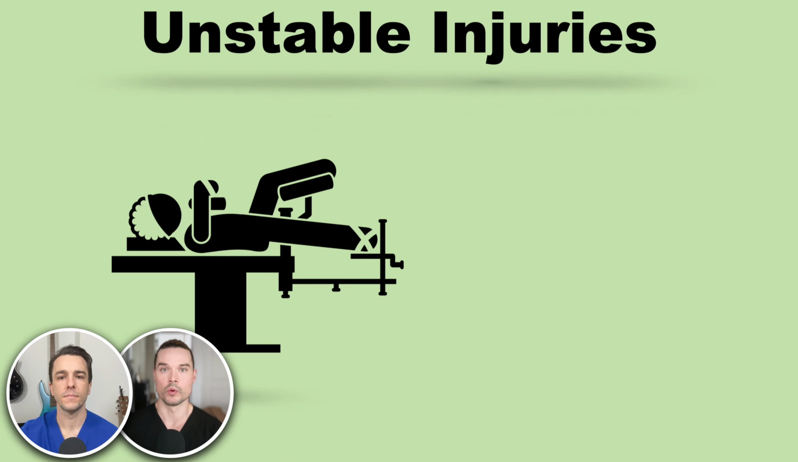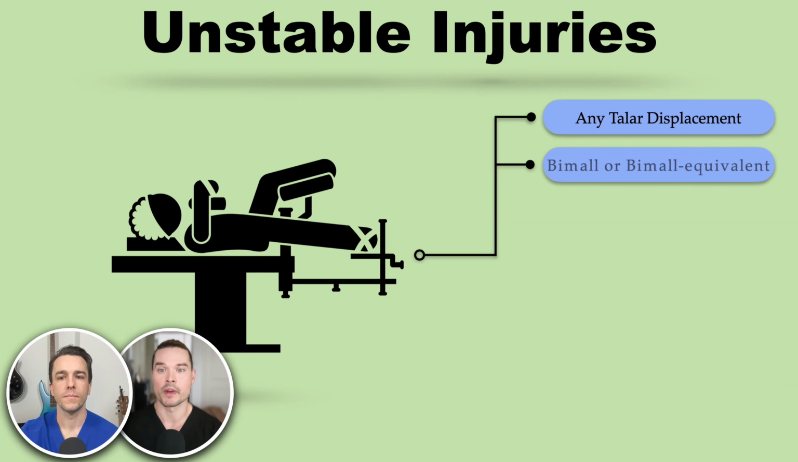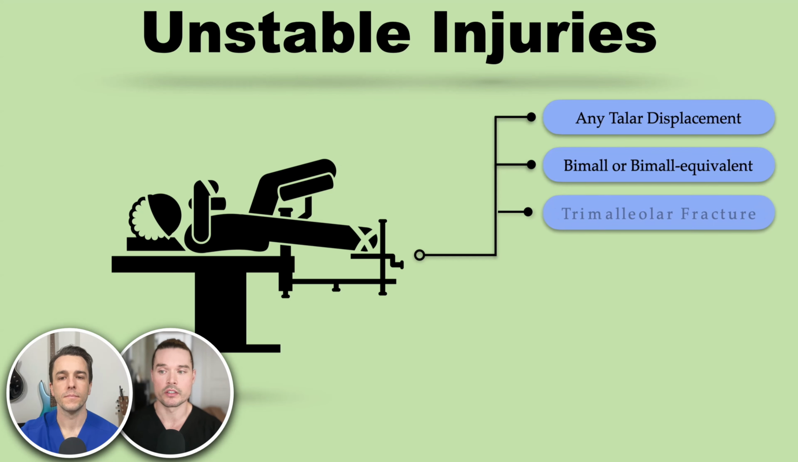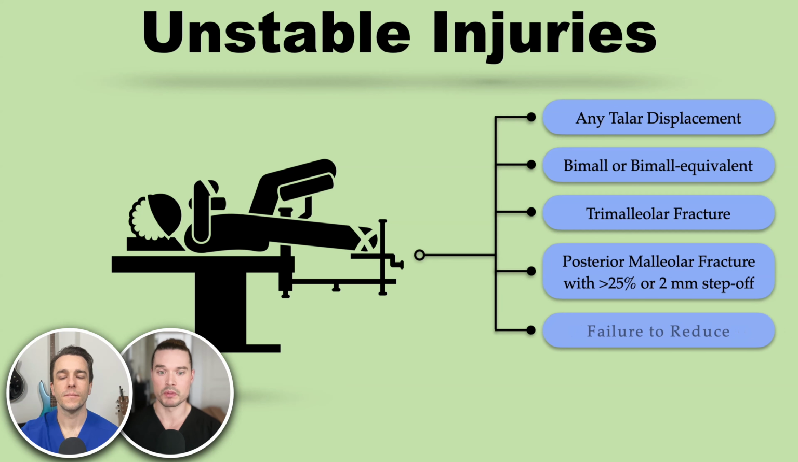We are going to start with our first one, which is any talar displacement. Next up, bimalleolar or bimalleolar equivalent trimalleolar fractures. We have our posterior malleolus fractures with greater than 25% of the posterior malleolus involved or greater than 2 millimeters of step off. Generally going to need a CT scan in order to identify if that criteria is met or not.